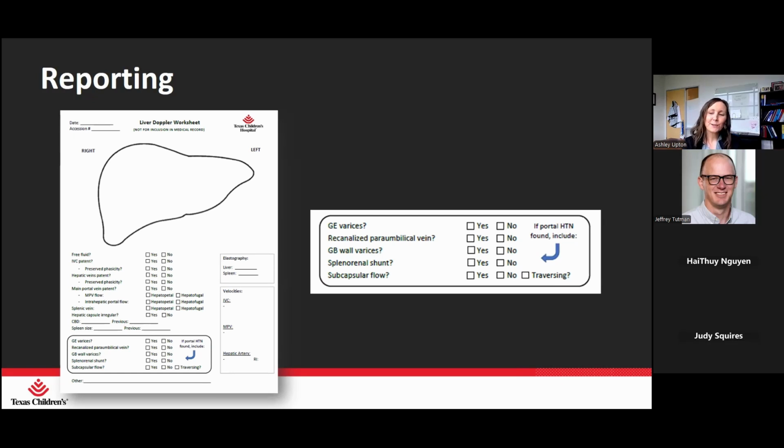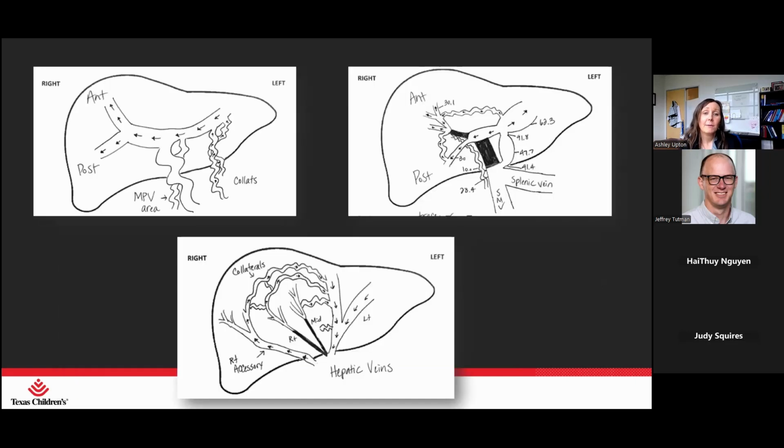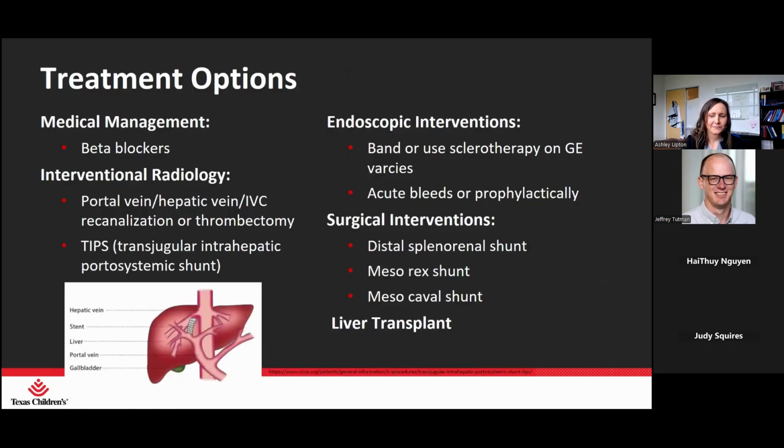We also have a blank liver, so we can draw any abnormal vasculature that we may come across, because, man, sometimes these exams get really hard. Patient on the top left, they have chronic portal vein thrombosis with cavernous transformation. This patient ended up having a mesorex shunt because they had portal vein thrombosis. And then this bottom patient had Budd-Chiari, and you can see all the hepatic vein to hepatic vein collateral pathways. It's just easier to draw sometimes than to actually discuss it.